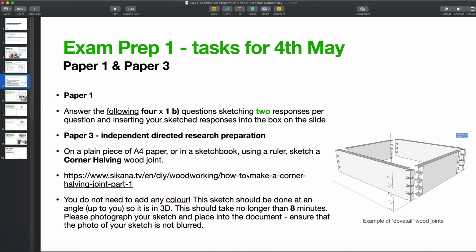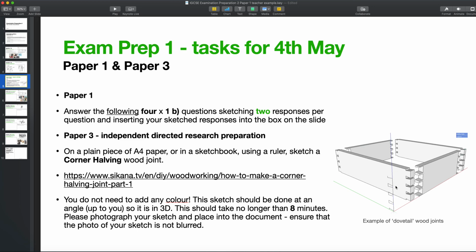Here is a little link to a really good video on how to make a corner halving joint, which shows you how it works. And just to remind you, you don't need to add any colour. The sketch should be done at an angle, so it's in 3D, and it should take you no longer than 8 minutes. On the right hand side here, here's a little example of a dovetail wood joint, okay, which is, again, another type of wood joint.